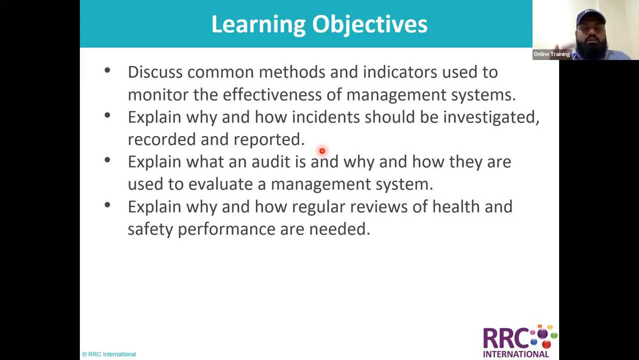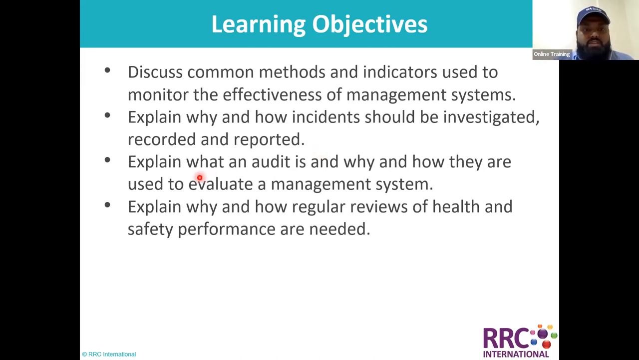Okay. For that purpose, we are investigating the incident. We are recording them. We are reporting them. There are other factors which are the basic requirements of the incident investigation, that is why incidents need to be investigated. We will be discussing them.